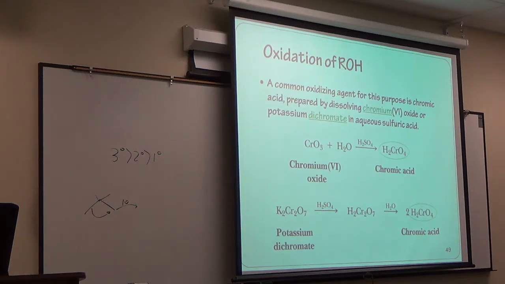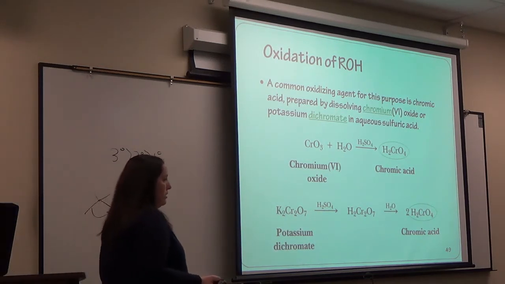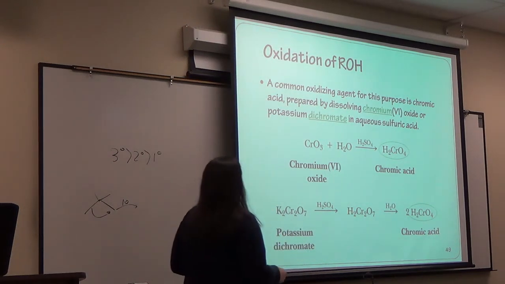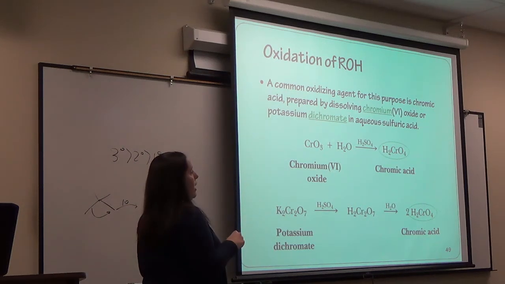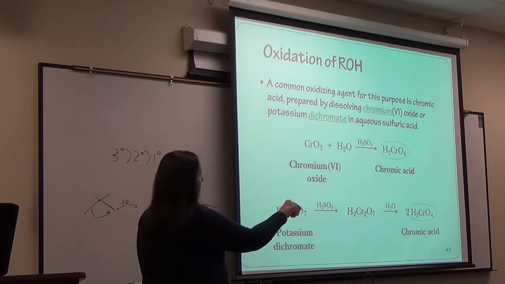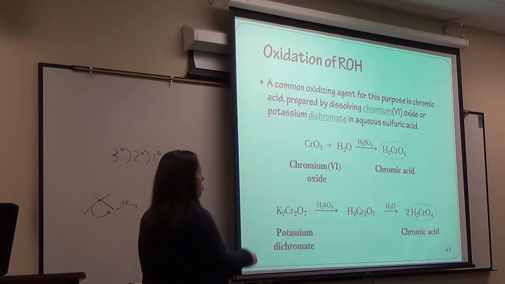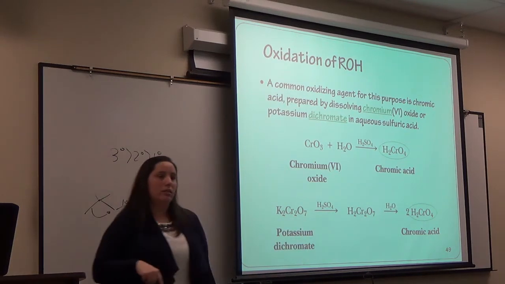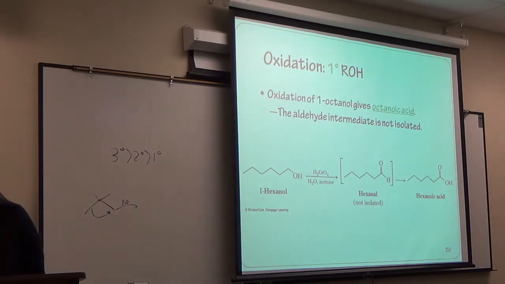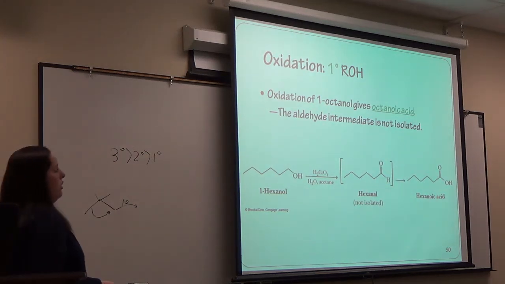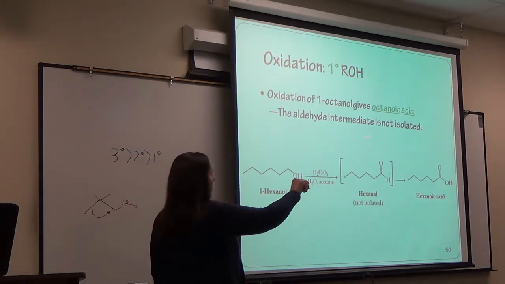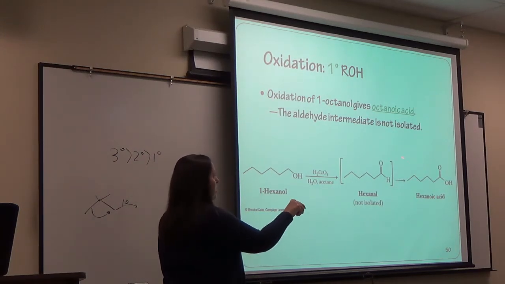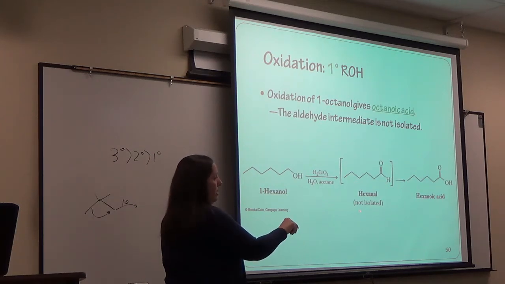And usually that agent is chromium, okay, or chromic acid. So you can take the chromium 6 oxide, okay, or the potassium dichromate in sulfuric acid, and that makes the chromic acid as a product. So that's the two ways of getting it. But the chromic acid, the product circled here, that's going to be your oxidizing agent. Okay? And so for the primary alcohol, example here is 1-octanol, it's going to go directly to the carboxylic acid. So the aldehyde that's in the middle here is not isolated.